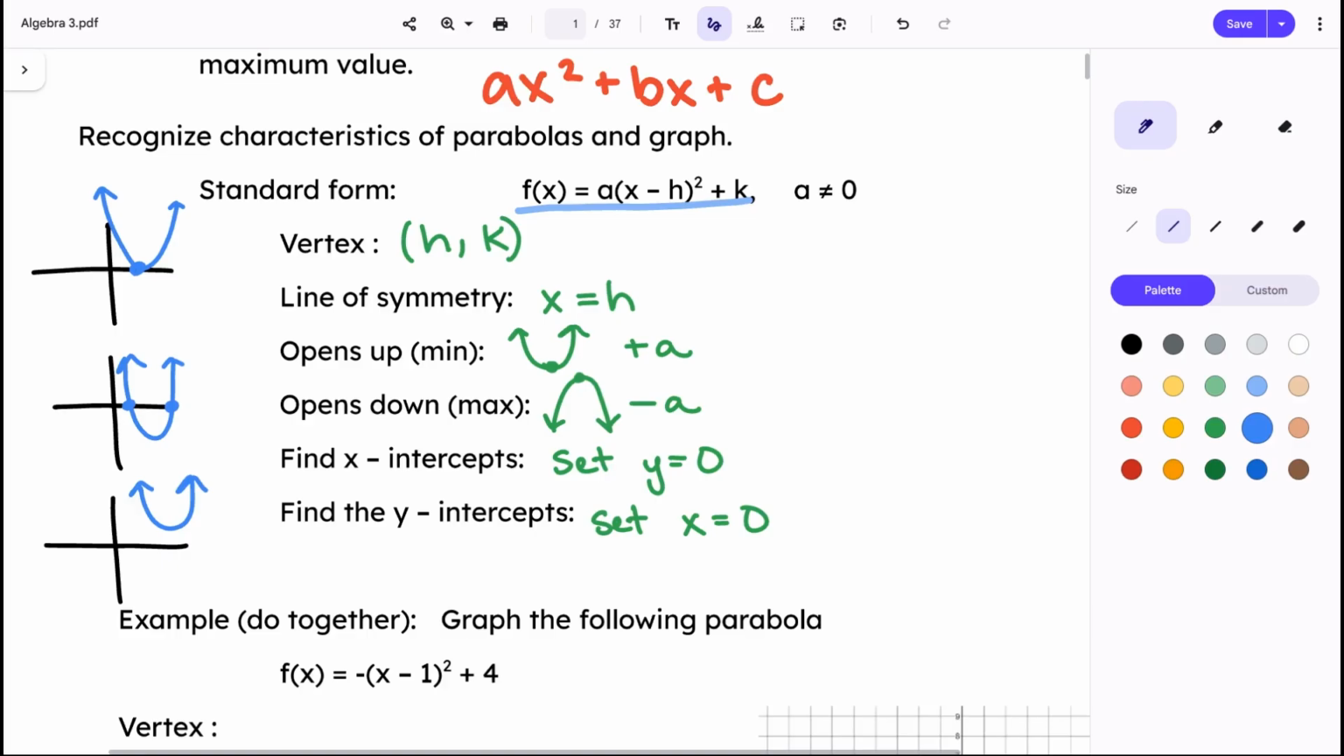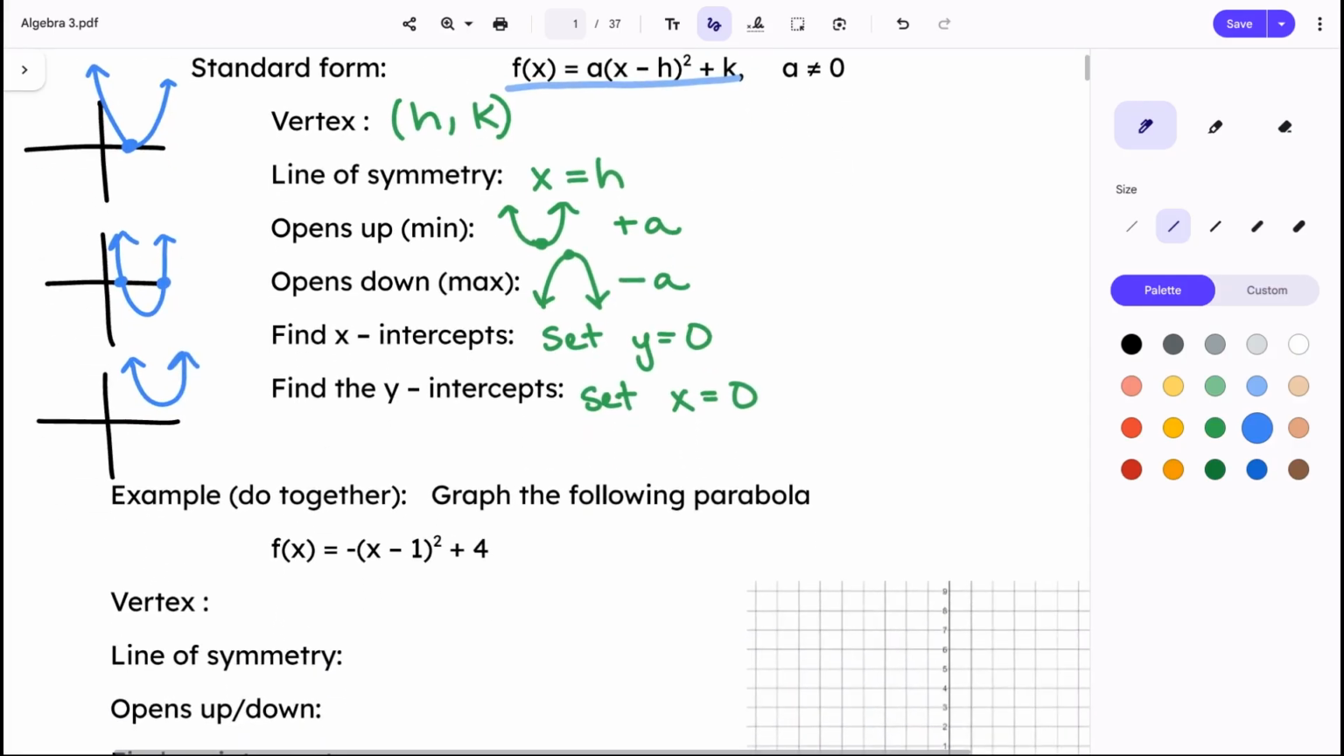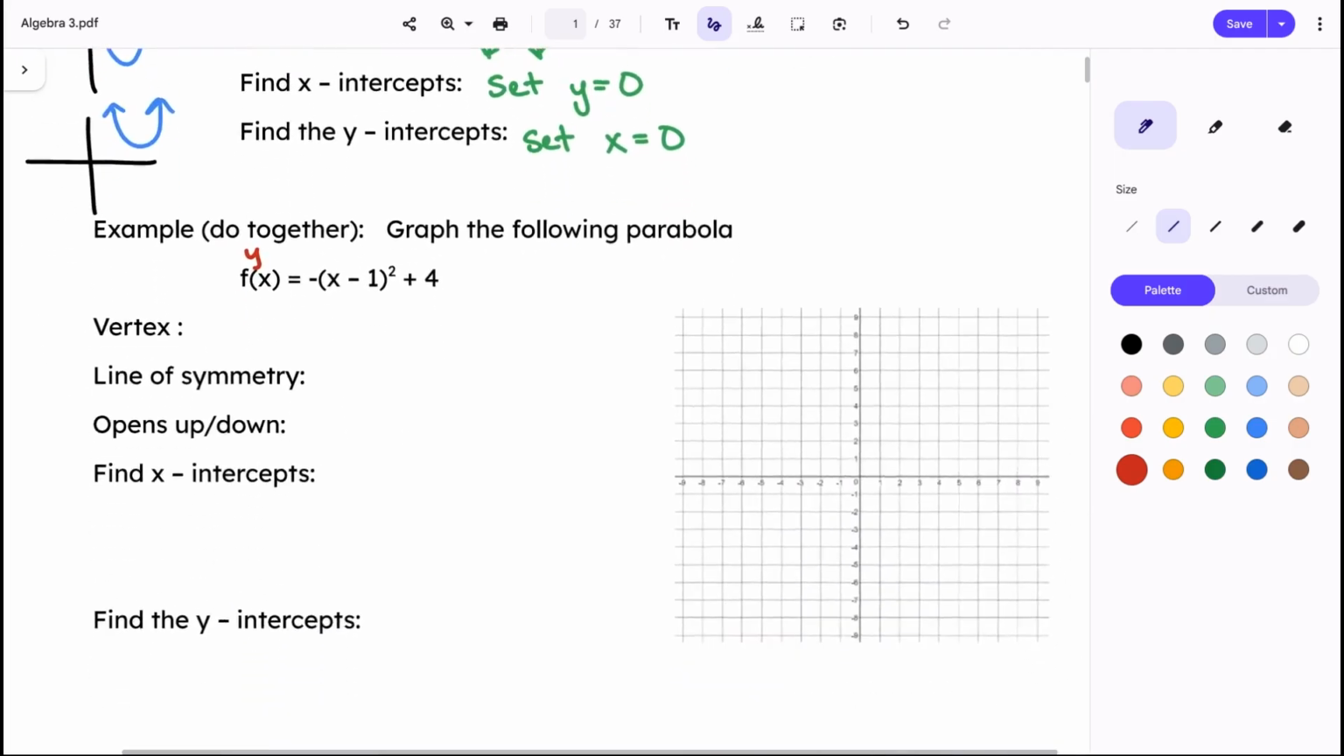Okay, so down below you can see it's a little different because they're actually putting some numbers in now. It says f of x equals negative parentheses x minus 1 squared plus 4. Don't forget about that negative sitting in the front because that is important. And just a quick reminder, f of x is the same thing as y. So I'm just going to put a little y above f of x because that's really what that means.